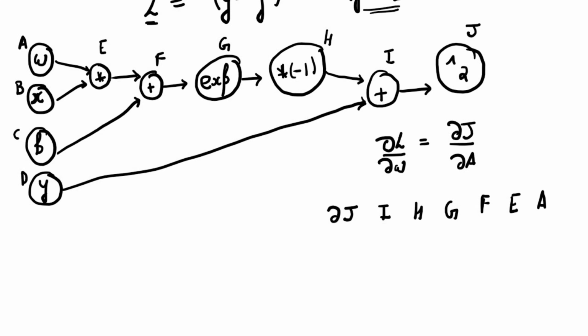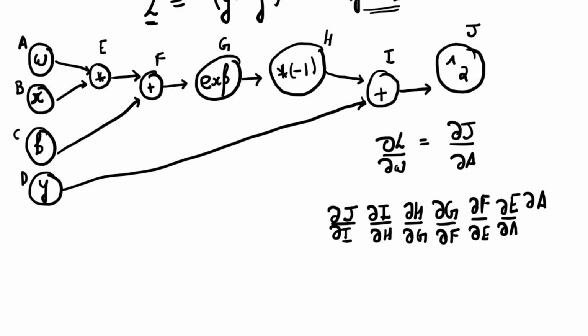The first thing we do is we put a del symbol over here. We do that, and then we copy the successive term in the denominator. So this becomes del I, this becomes del H, this becomes del G, this becomes del F, this becomes del E, and this becomes del A, and del A becomes del W. Now this becomes the entire chain rule for your differentiation. So we can decompose del L by del W into a chain rule of this sort.